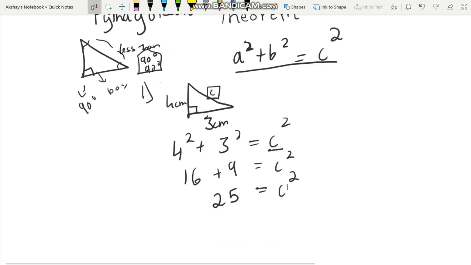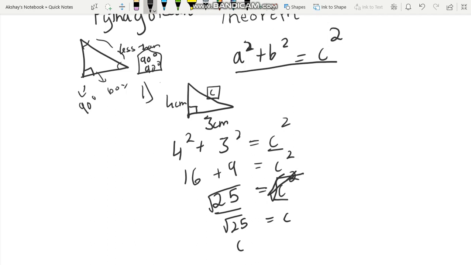Now I don't want C squared. I want to find just C. So to find just C, we have to root the whole equation, because when we root the equation, our square and our root cancel out. So we're left with root 25 is equal to C, and our C is equal to 5. Extremely simple. That's how we found it out.